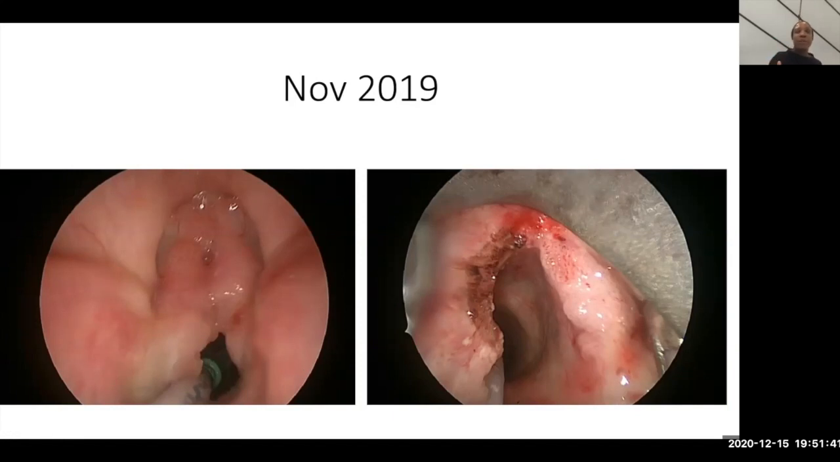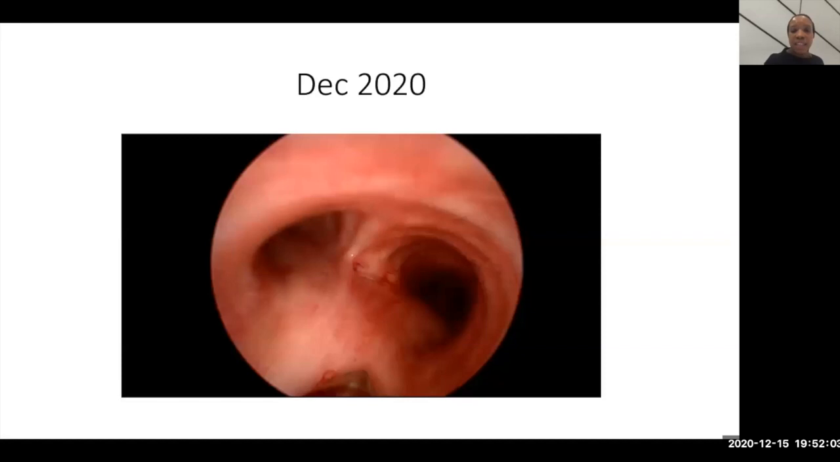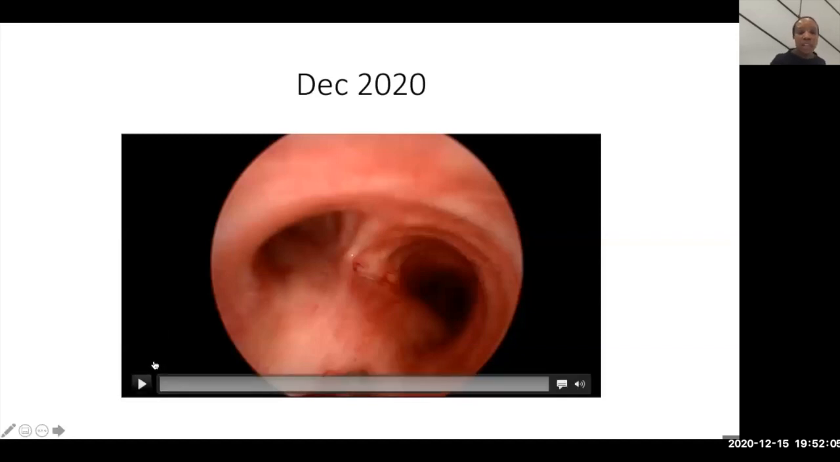I started doing her procedures in 2016, and this is 3 years on, and you can see the volume of the disease is not that much. But when I first started doing her, I had some images, but the talk was getting too long, so I didn't put too many more. So November 2019, and this is her December 2019.